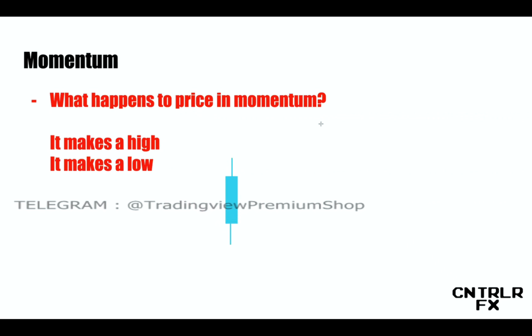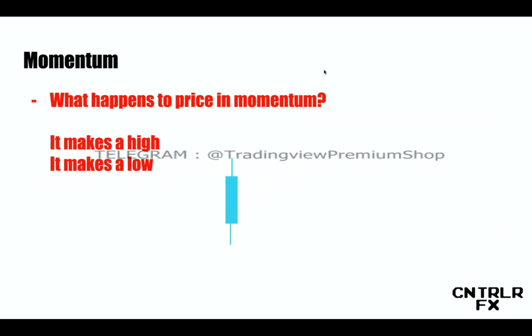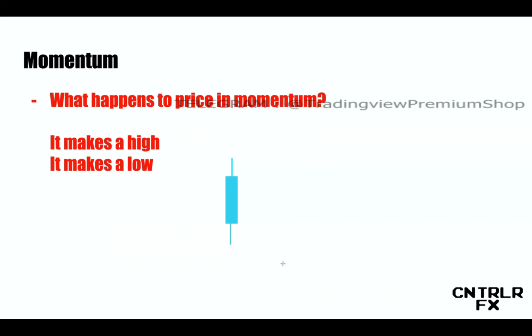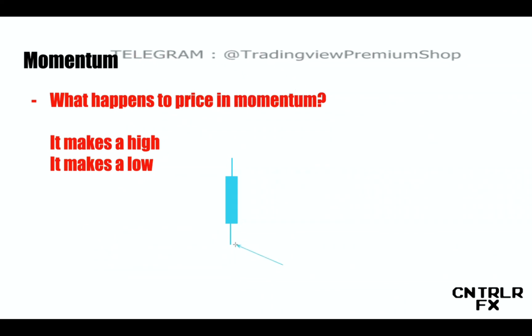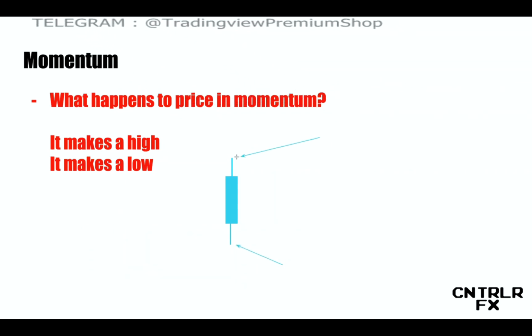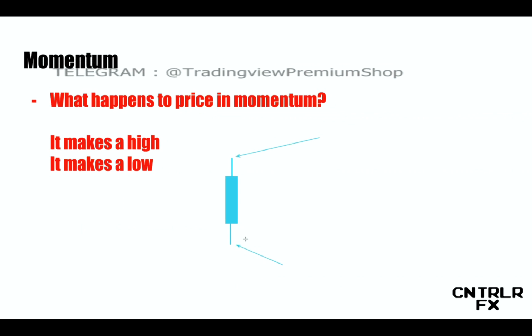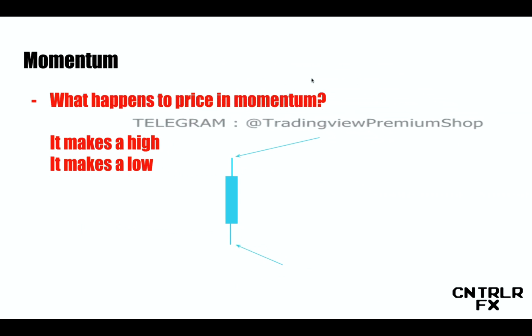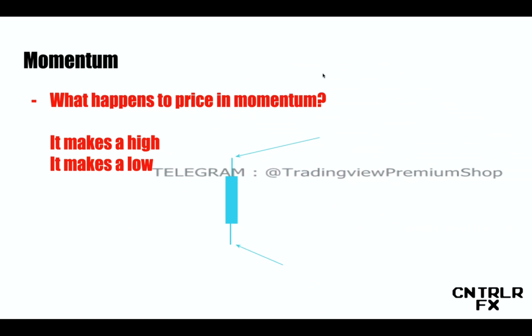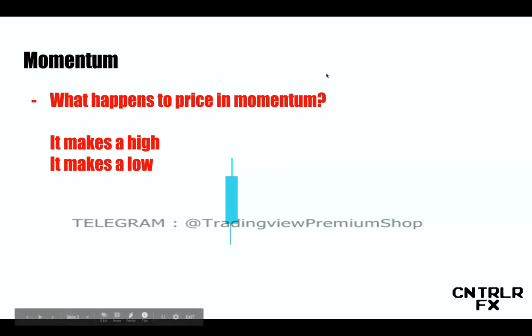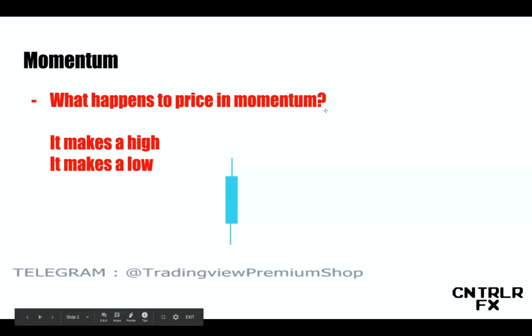So what does this candle tell you alone? This candle tells you a lot. This would be the low of that candle, and this is the high of that candle. Think of it as lower lows and higher highs. So what happens in the next candle? When the next candle forms, what happens?